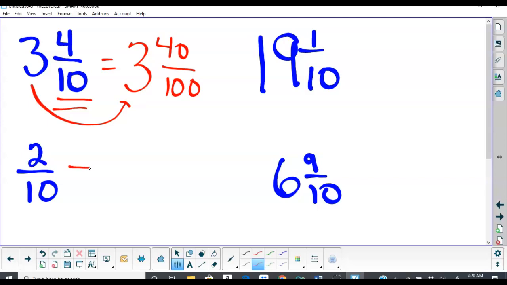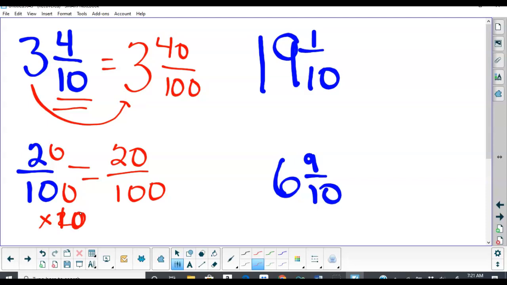Okay, let's look at this one here, 2/10. 2/10 is equal to 20 hundredths. We just say times 10. 10 times 10 is 100. 2 times 10 is 20.